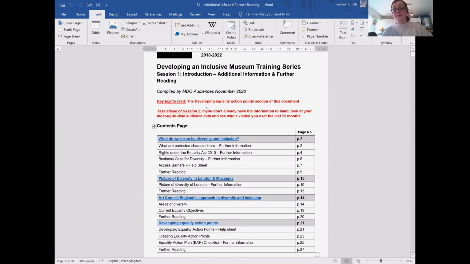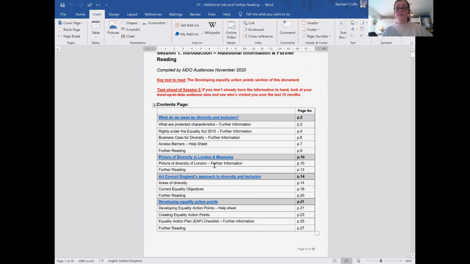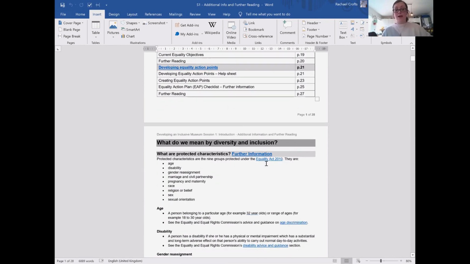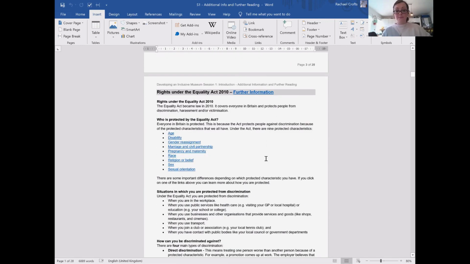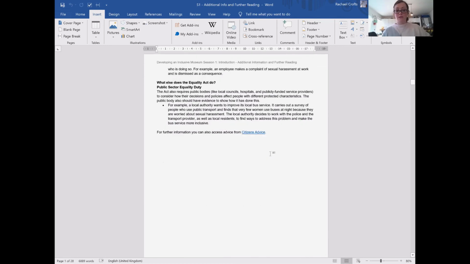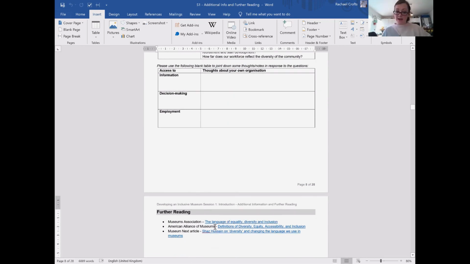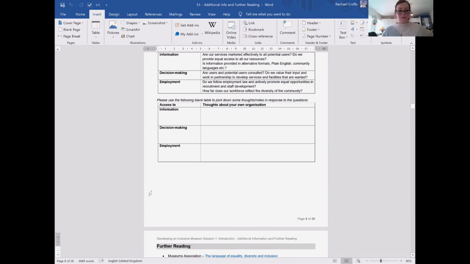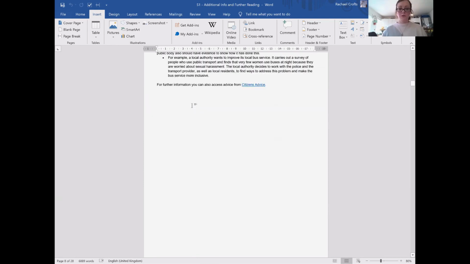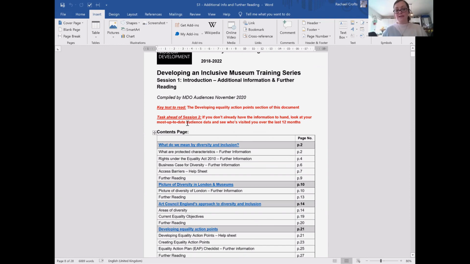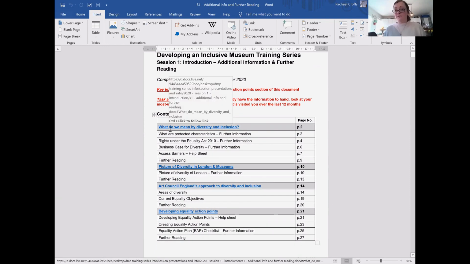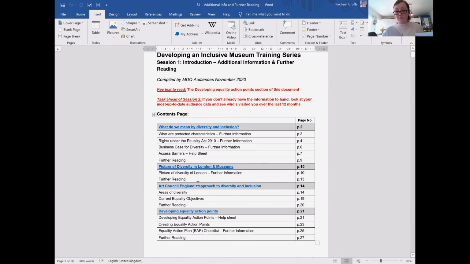So as I said, that is what the document looks like. It's got some links, page numbers, etc. And for each of the sections, I've ended them with further reading, with all of the links there. And you'll see, if I go back to the top, how that's broken down. So we've got stuff around what we mean by diversity, so some more links into some definitions, and more around the business case for diversity, the picture of diversity in London, and Arts Council's approach to diversity.